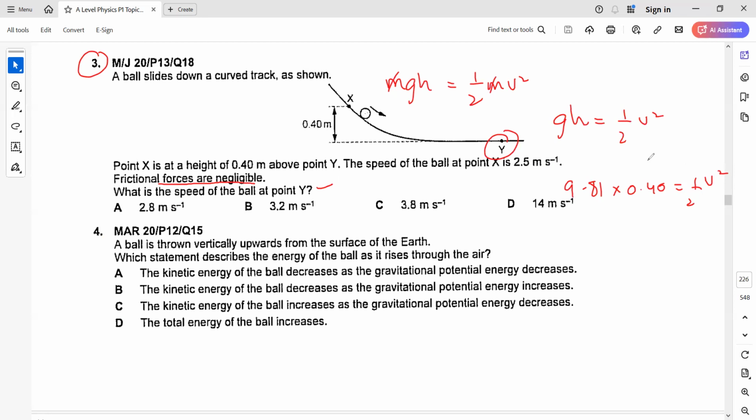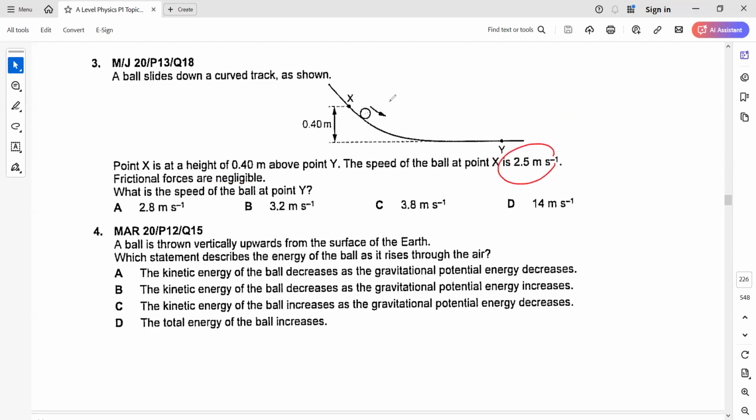No. They have given us kinetic energy at X also, right? So mgh plus half mv squared equals half mv squared. That's the kinetic energy at X, and that's the kinetic energy at Y. So they want us to find out this. They never want us to find out anything other than that. Basically, m can be factorized throughout the equation since m is the same. So I can write gh plus half vx squared equals half vy squared.